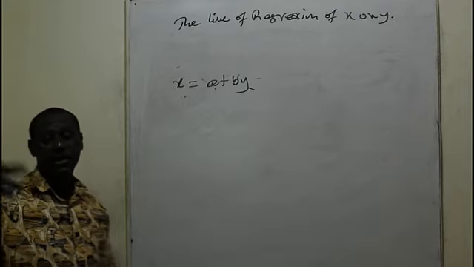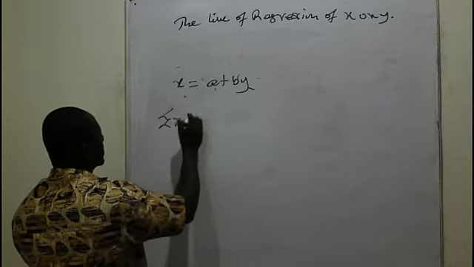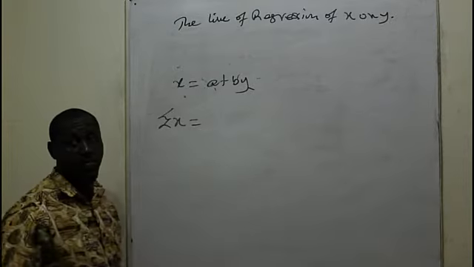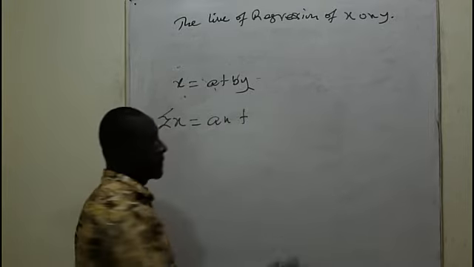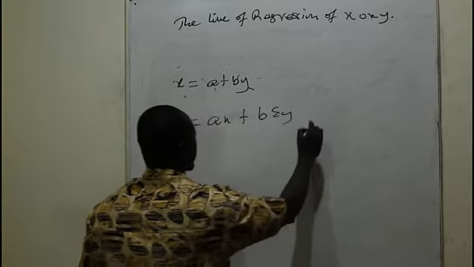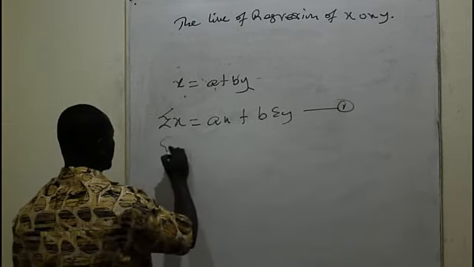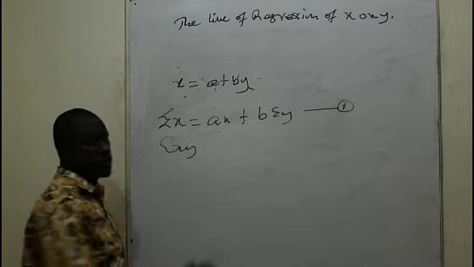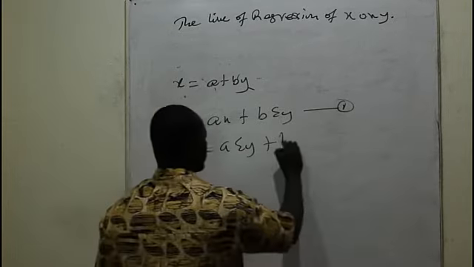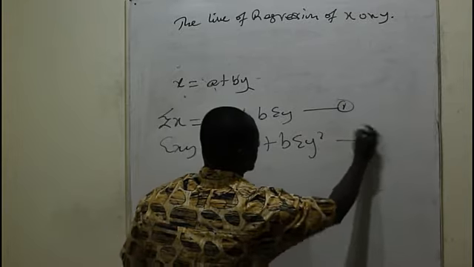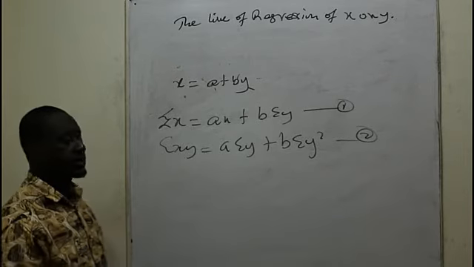Now, using the two normal equations discussed earlier, our equation is going to be: summation of x is equal to a n plus b times summation of y. This is equation 1. Then we have summation of xy equal to a times summation of y plus b times summation of y squared. This one becomes equation 2. And so we are going to use these equations.